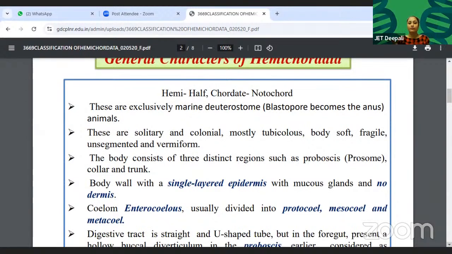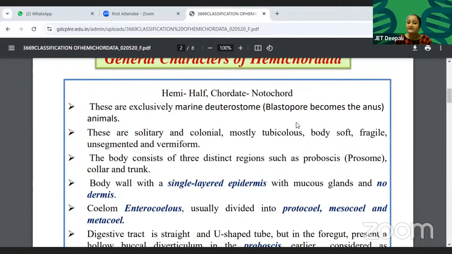Hemi means half, chordata means notochord, meaning they are having half notochord. These are exclusively marine deuterostomes. Deuterostomes means the blastopore gives rise to the anus first. Solitary and colonial, mostly tubicolous. Tubicolous means they are having a tubule kind of structure, that's why they are called tubicolous.